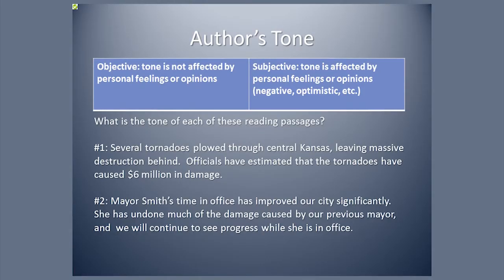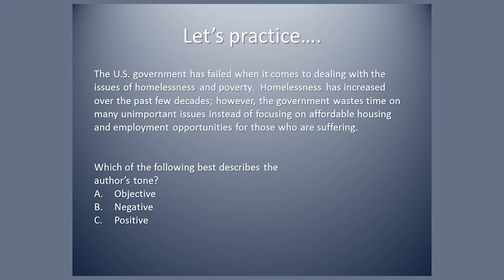If you said the first one, that's correct. The author is simply stating facts, but we don't know his or her opinion or feelings about the tornadoes and their destruction. In the second passage, the author is expressing his or her feelings and opinions about Mayor Smith, so it is subjective. More specifically, the tone is positive or even optimistic. Okay, let's practice. Pause the video while you read the question and select the best answer.